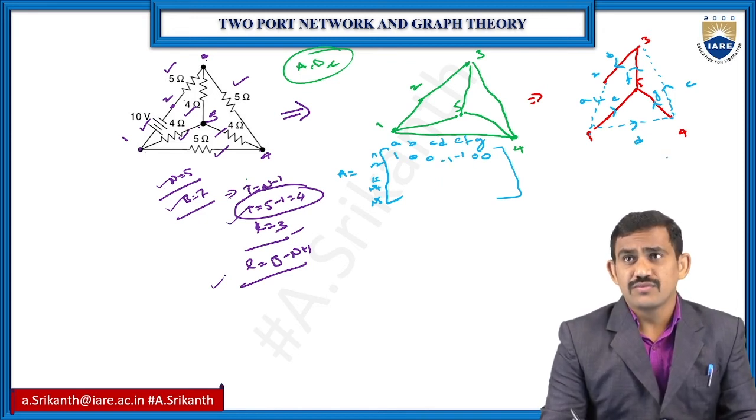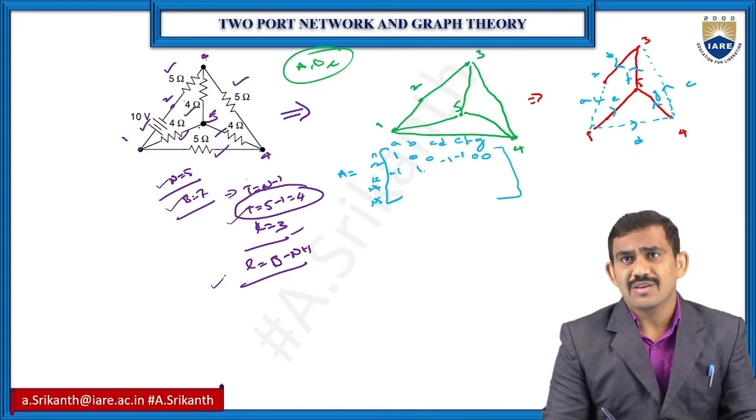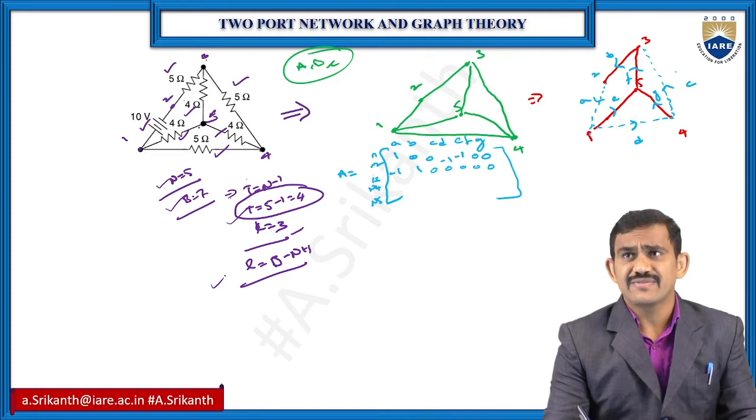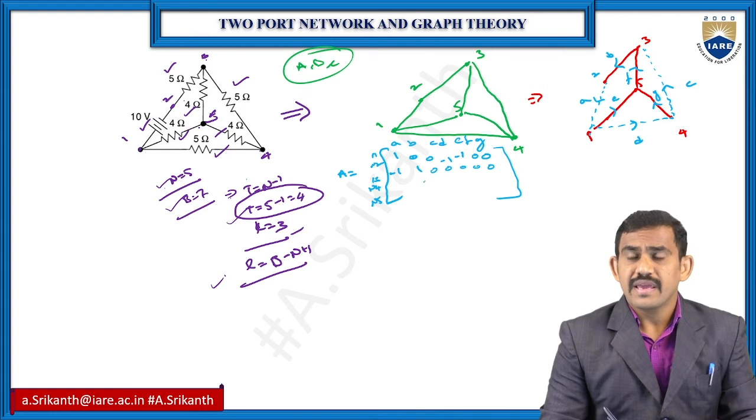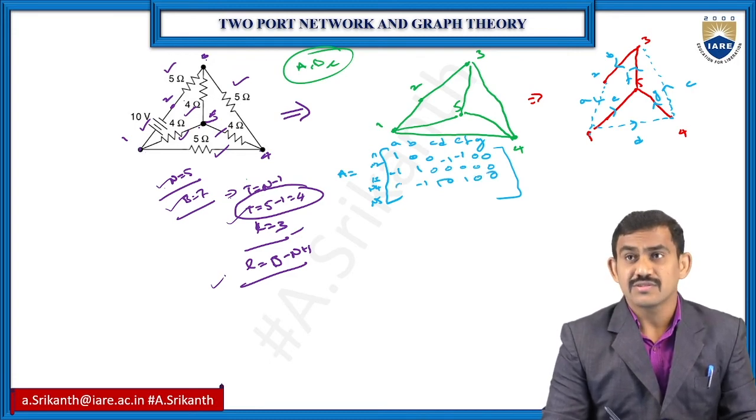Coming to node 2, we have only two branches. A is outgoing and B is incoming. So A and B we have at node 2. A is outgoing, so minus, and B is plus, remaining are zeros. And node 3, I have three branches: B, F, and C. B is outgoing, minus value, and C and F both are incoming, so positive value, remaining are 0.